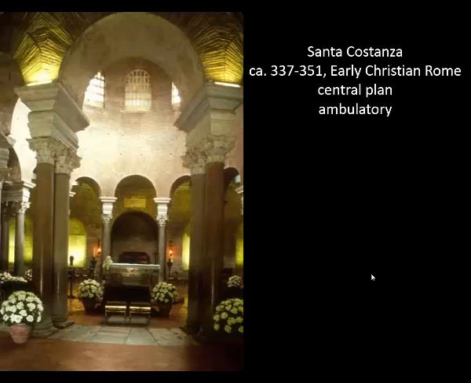Now this is our third plan. So we had the Latin cross plan that's shaped like a cross. We have the basilica plan that's shaped like a rectangle. And then we have the central plan, which is shaped like a circle or a square. What kind of structure would we call a central plan most often? If you said rotunda, you would be correct.